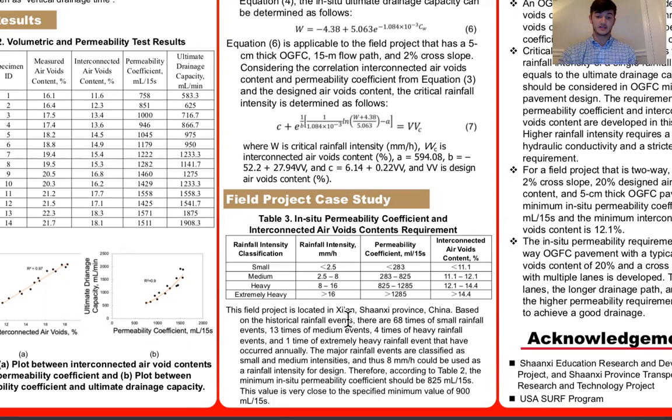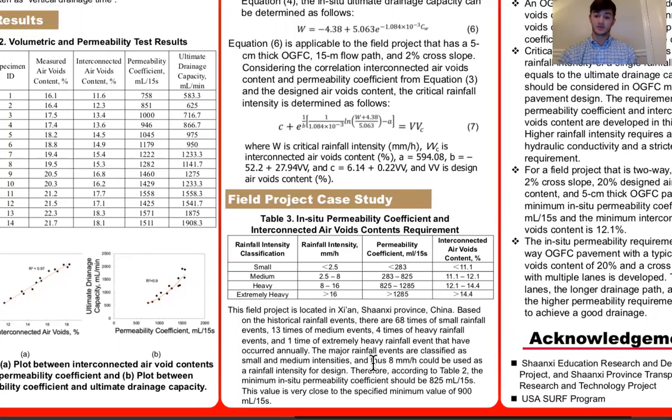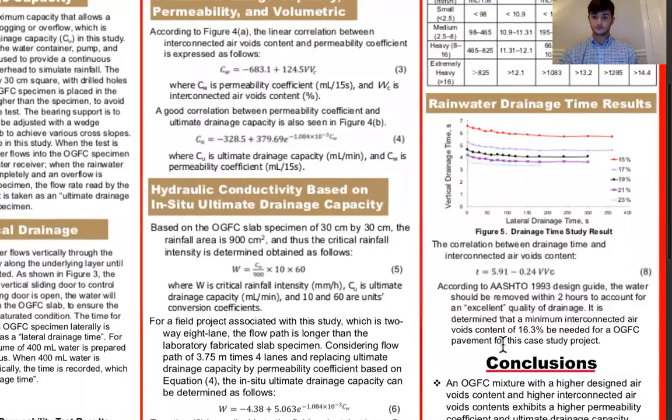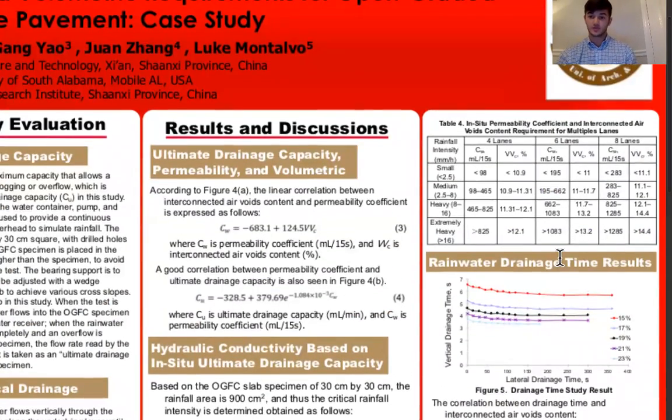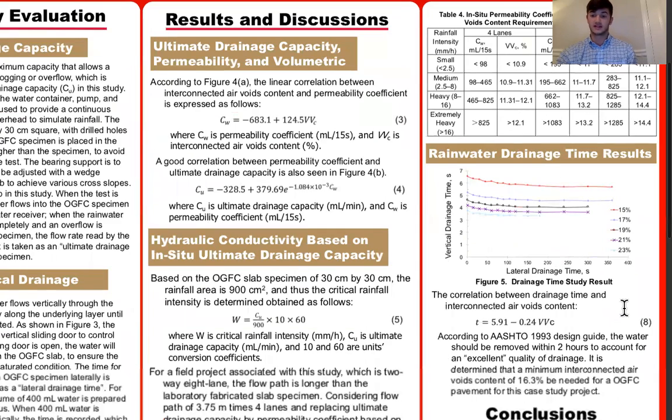The field project, which was in Xi'an, China, was defined as having most major rainfall events classified as small and medium intensities. Thus, 8 millimeters per hour could be used as a rainfall intensity for design, as shown in Table 3. Table 4 shows the in situ permeability coefficients and interconnected air voids contents requirements for multiple lanes. And lastly, Figure 5 shows the drainage time study result.